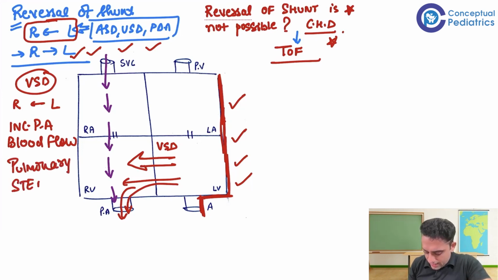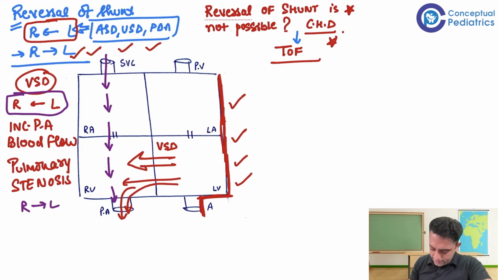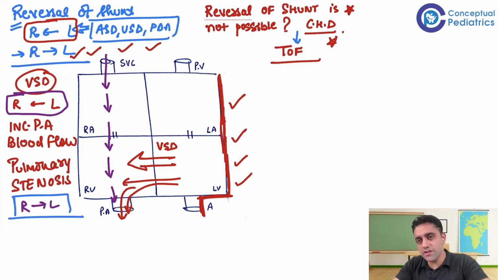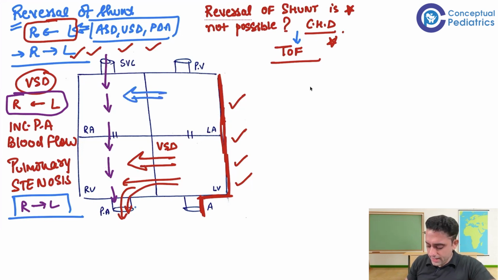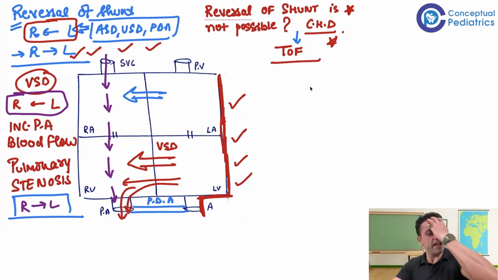The patient can land up with a complete block of pulmonary stenosis. So the shunt, which was left to right in the beginning, becomes right to left. That is known as Eisenmenger syndrome, which is definitely possible in a case of ASD, VSD, PDA. ASD is the same story, and PDA, which is between the pulmonary artery and the aorta, here also the same story: left to right shunt followed by right to left.